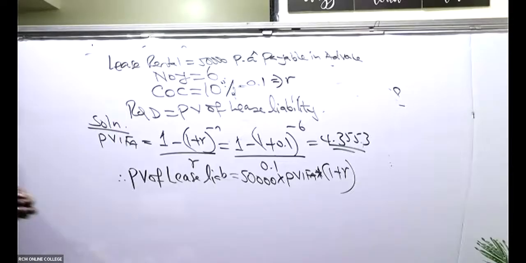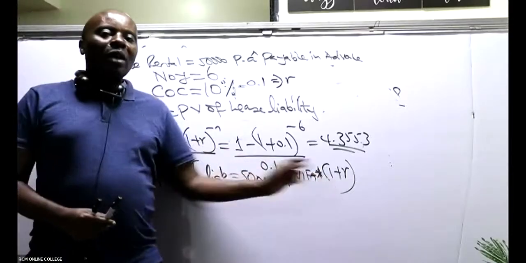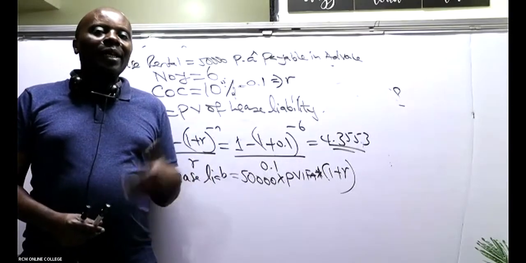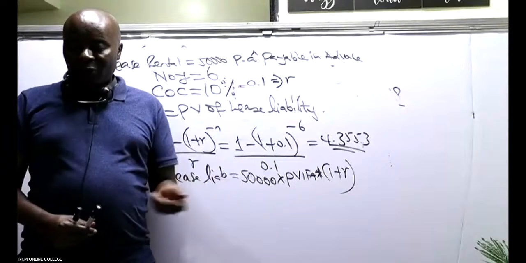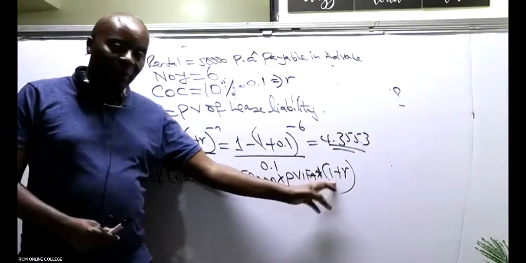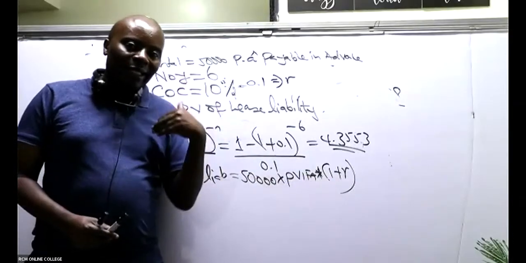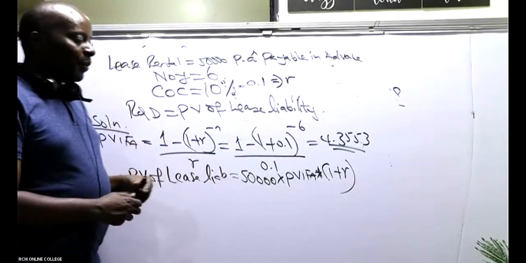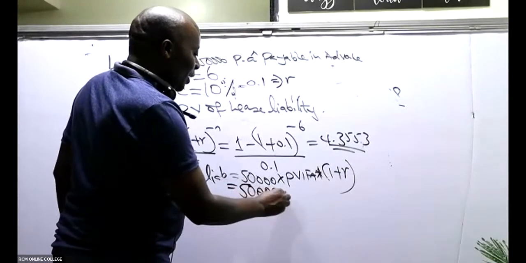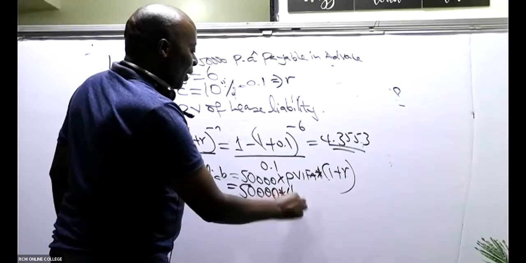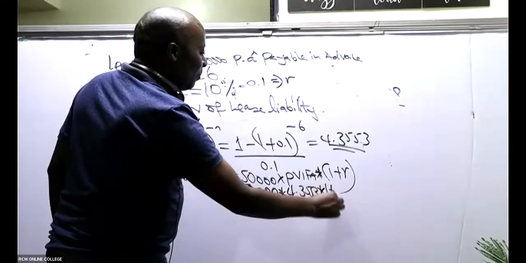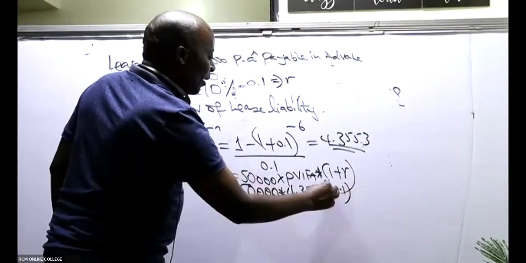So this times 1 plus R, we only do it whenever you're told that the cash flow is being paid up front, or it's being paid in advance. You should always add this 1 plus R, taking care of that term which comes up front. So then this will be 50,000 times our PV-FAR of 4.3553 times 1 plus 0.1.